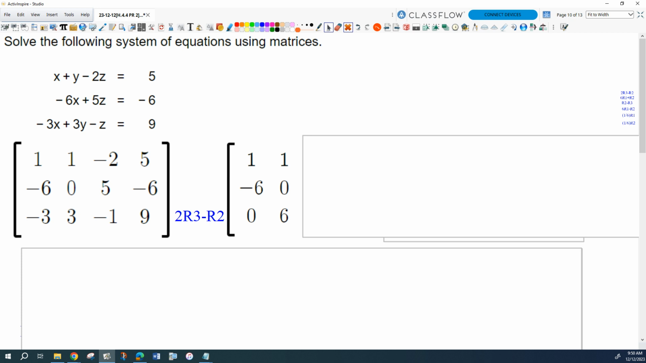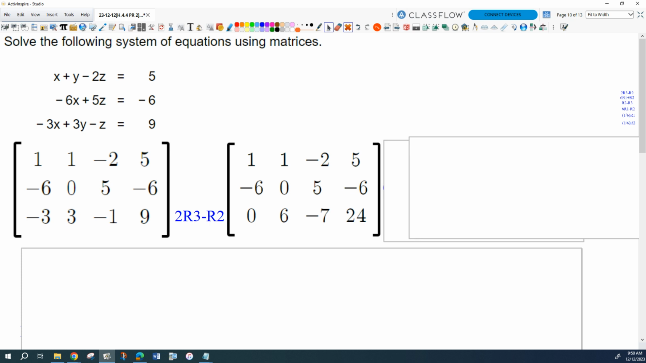That gives me -2 minus 5, which is -7. 18 minus -6 is 24, right? Make sense? Okay, so we're getting there. We introduced a 0. That's good. Okay, now what? I need ultimately to make that a 0 and that a 0. Take your pick, which order.